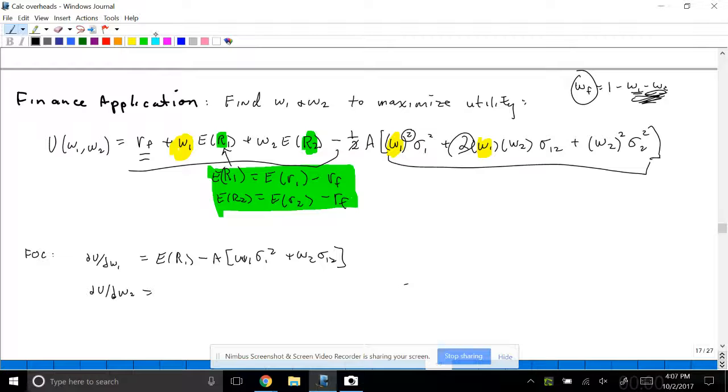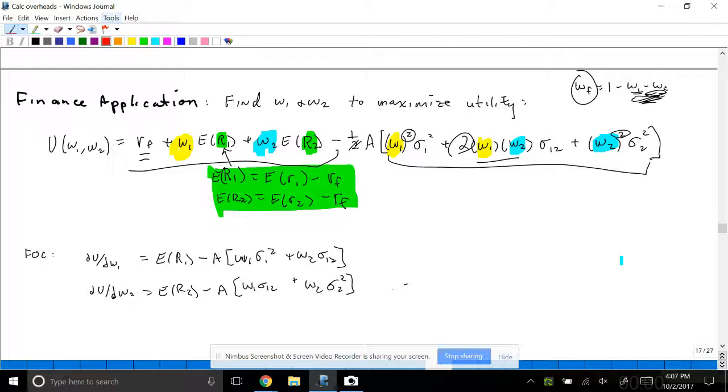And the second derivative, the derivative with respect to the second weight, it's going to be very similar. So it's the risk premium of asset 2 minus A times W1 times the covariance of 1 and 2 plus the W2, half crosses out with 2, times the variance of 2.